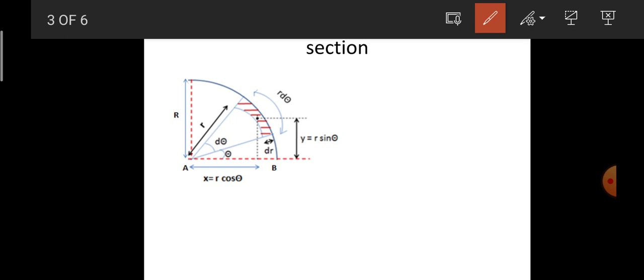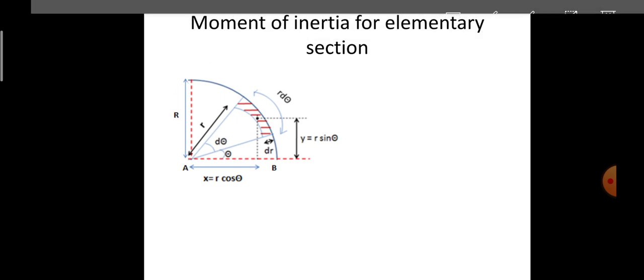So y is the vertical or perpendicular distance from the elementary centroid to the x-axis, which is the elementary centroidal axis, and x represents the horizontal distance of the centroid of the elementary section from the vertical axis. We know that theta is the angle subtended by the elementary section from the x-axis. Therefore y will be equal to r times sin theta and x will be equal to r times cos theta.